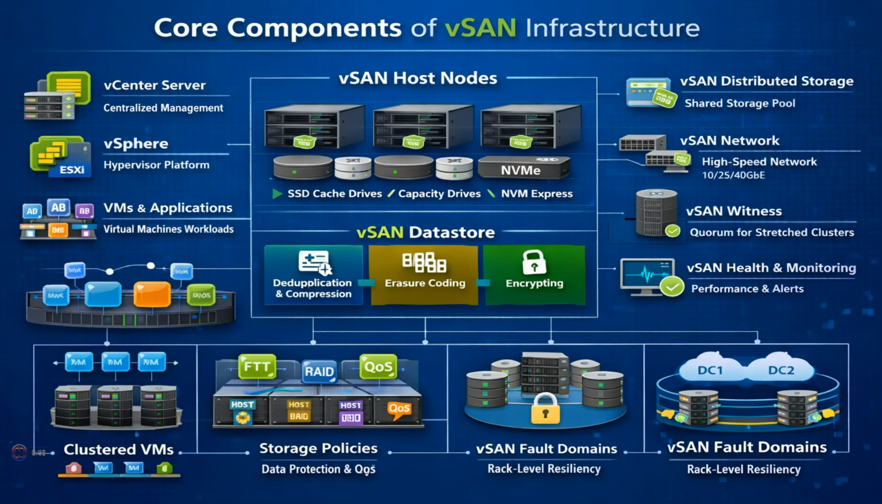So vSAN relies heavily on a high speed network, typically 10 gig, 25 gig, or even 40 gig speed. Why? Because data is constantly moving between hosts. So if one host fails, another host instantly takes over using the replicated data across the network. So this is very important.